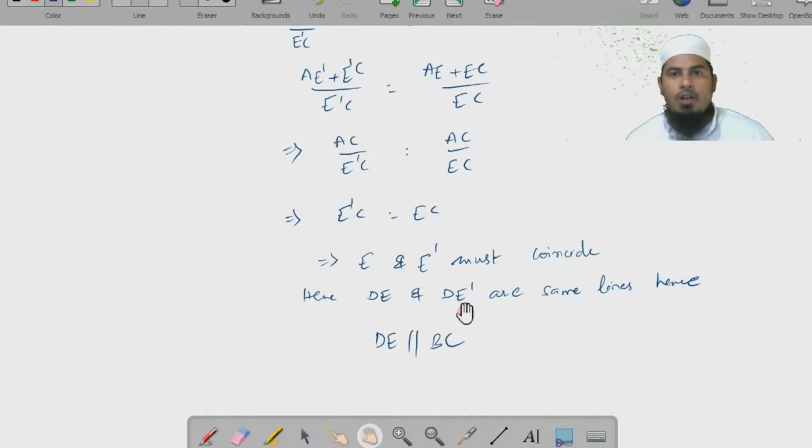This is the converse of basic proportionality theorem, which may be asked in the exam for 2 marks or 3 marks. So hope you understood. Let us take some problems on basic proportionality theorem as well as the converse of basic proportionality theorem in coming video lessons.